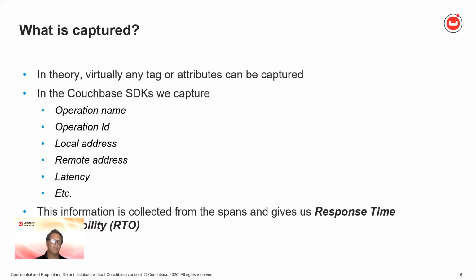So what is captured? In theory, virtually any tag or attribute can be captured. In Couchbase, we capture some pretty specific stuff. We want the operation name, the operation ID, the local address, the remote address, the latency, etc. This information is collected from the spans and gives us response time observability, or RTO.